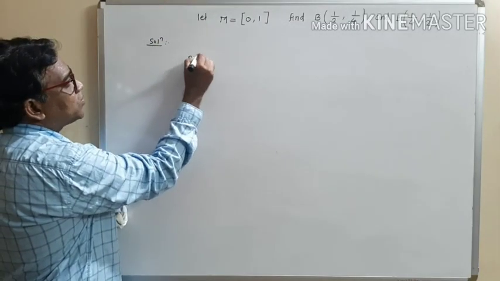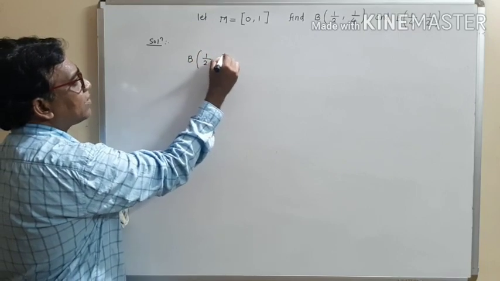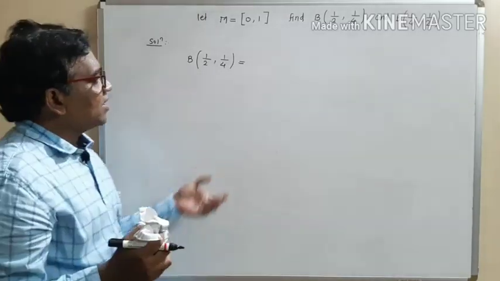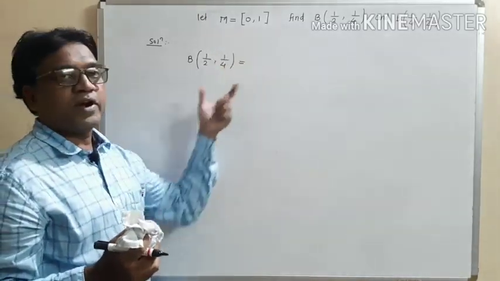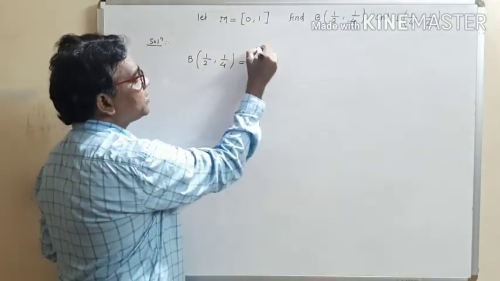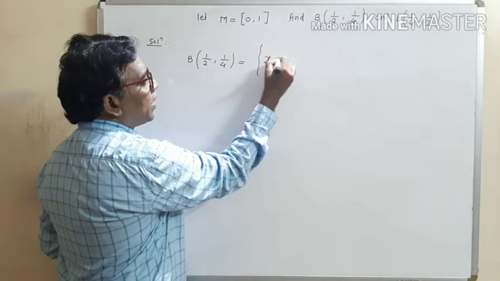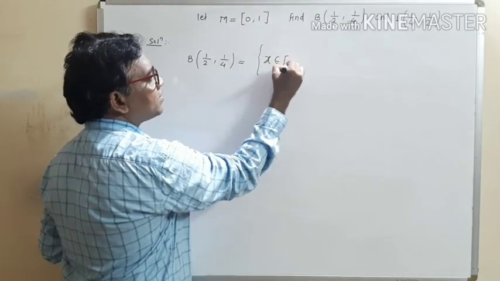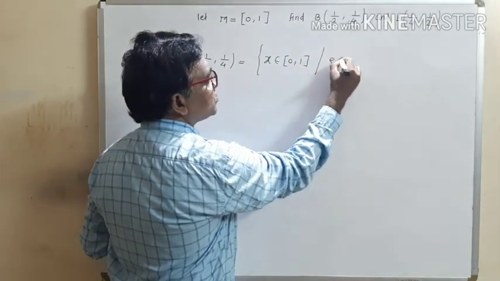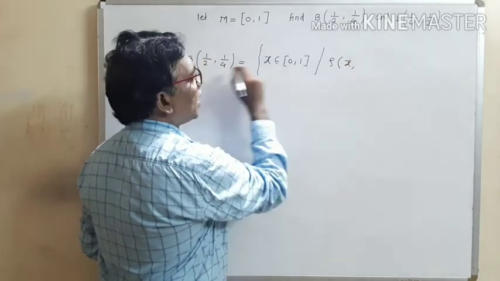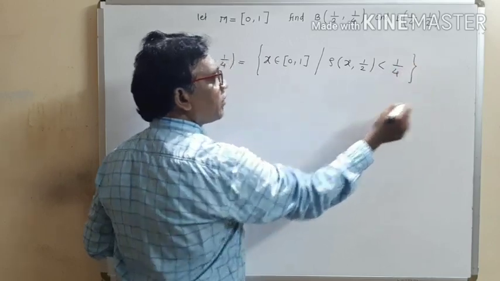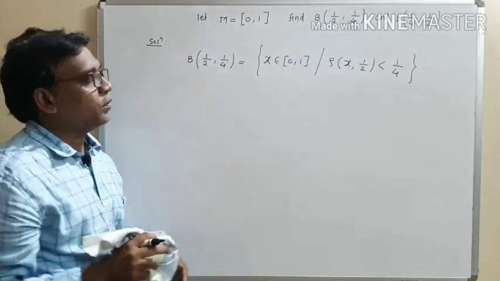So first of all, find out this open sphere B with center at 1/2 and radius 1/4. Let us see how this open sphere looks in the metric space closed interval [0, 1]. First of all, use the definition. What is the definition of open sphere? Find out those elements in this metric space [0, 1] such that the distance between x and the center 1/2 is less than the radius 1/4. So just use the definition of open sphere.